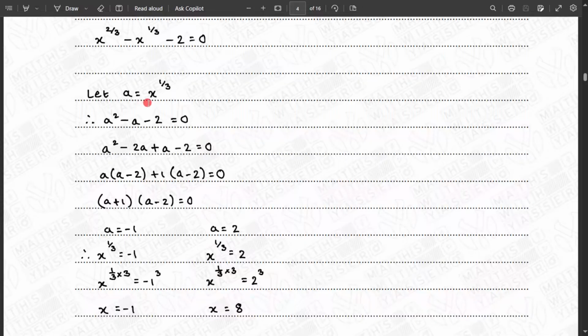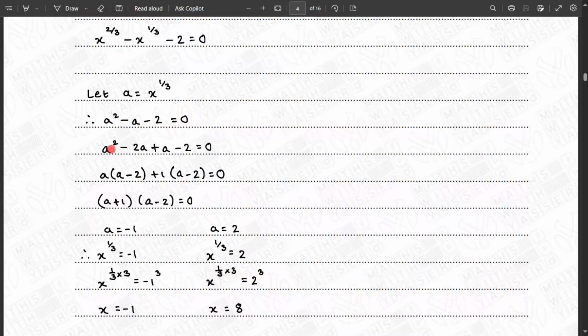If we consider a to be x to the power 1/3, then it forms a quadratic equation. So a squared, because we have x to the power 2/3. If we consider a to be x to the power 1/3, then when you square it you get 2/3. So that means a squared minus a minus 2 equals 0.